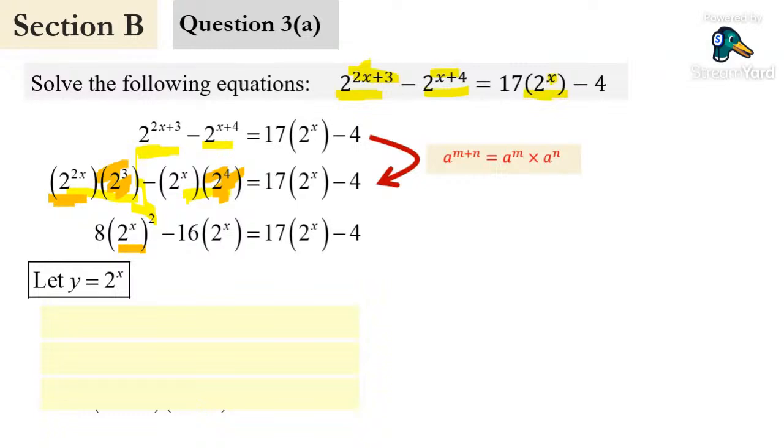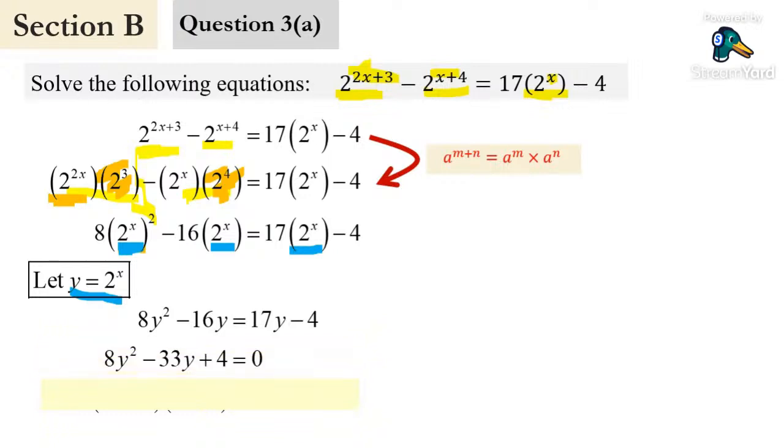When I consider having y equals 2 to the power of x, all this part I underline in blue, I can replace by y as follows. And now you see a quadratic equation in terms of y. So nothing much. You solve the quadratic equation accordingly. I go quite fast solving the quadratic equations. And I should have my y answer as 1/8 or y equals 4.